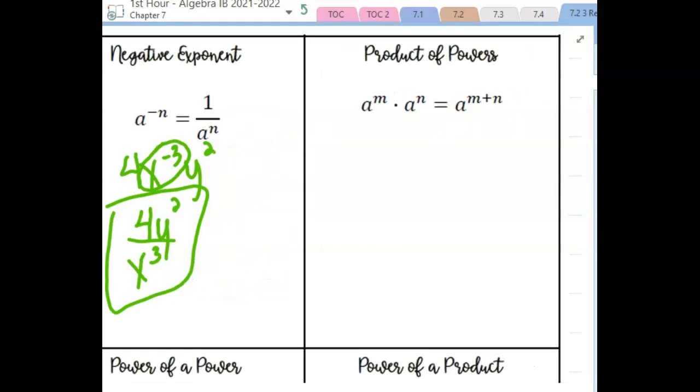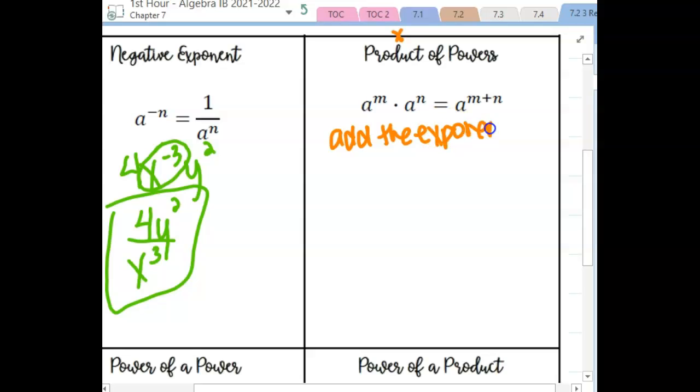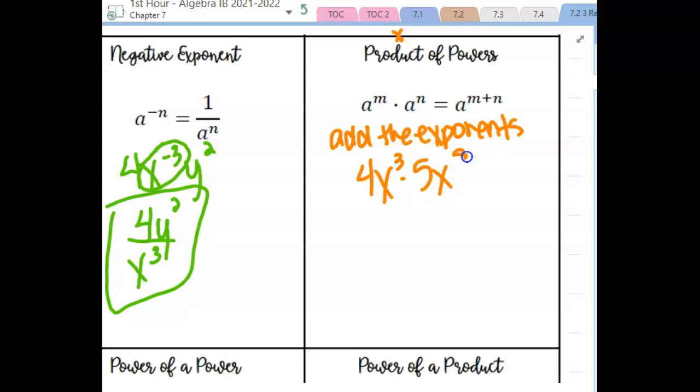Now the other rule, this is a pretty simple rule. This is the product of powers. Product means that we are going to multiply powers. Whenever you're multiplying powers with the same base, this rule is pretty simple: you are going to add the exponents. Add the exponents. So for example, if I had 4x cubed times 5x to the 5th.